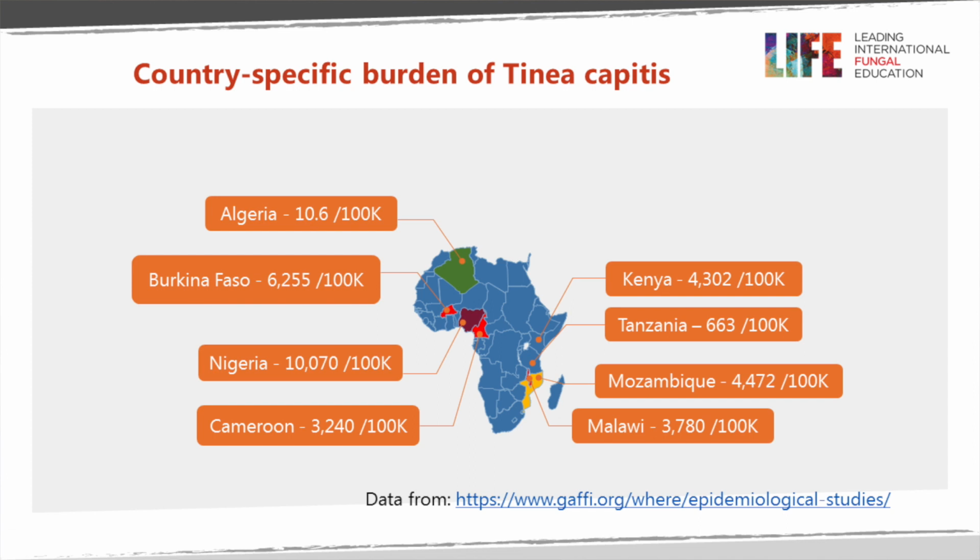Now, when you look at the rates by country, you can see there's a lot of variability. So in Algeria, as one example, in Northern Africa, 10.6 per 100,000 people. In Burkina Faso, by contrast, about 6,000 per 100,000 people. And in Nigeria, 10,000 per 100,000 people. So this is a disease that's particularly common in children in sub-Saharan Africa.